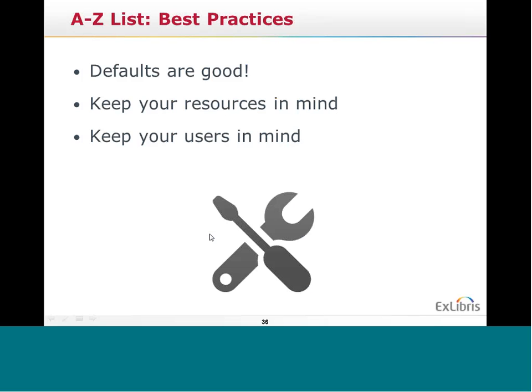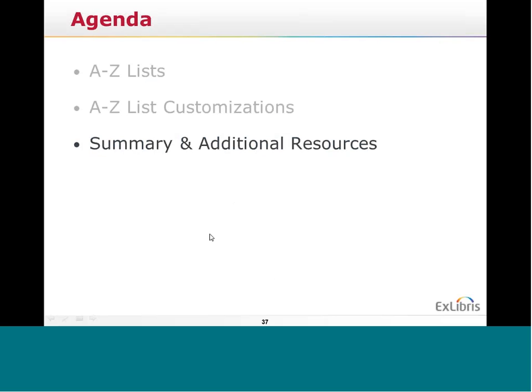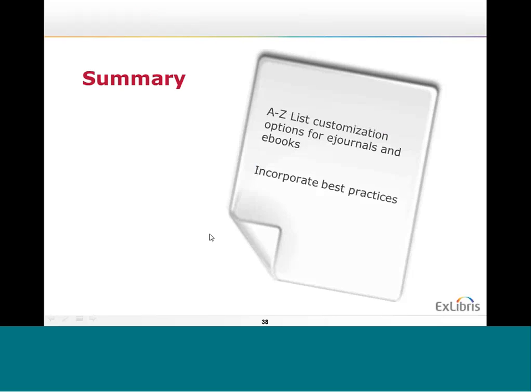And then last but not least, keep your users in mind. When you're customizing your views and configuring how search behaves, you'll want to make sure that these are set up to be friendly to your users. If you support multiple languages, you'll want to make sure that SFX can do the same. So this brings us to the end of the session. So just to summarize briefly, we talked about customization options for the eJournal and ebook A to Z lists, and also some best practices for user interface customization of the A to Z lists.